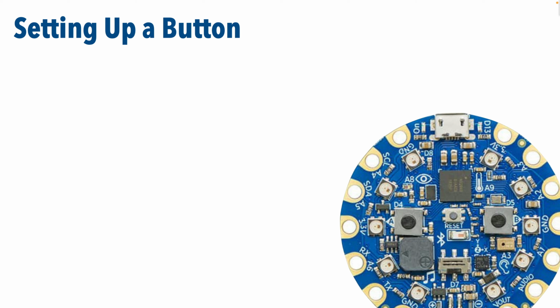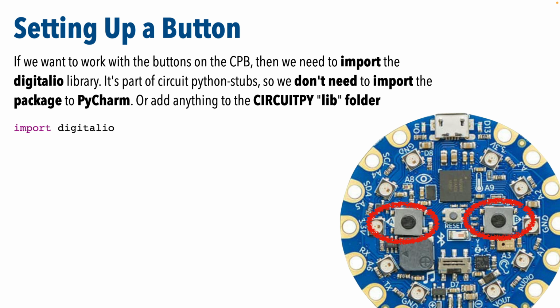Now in both examples, we'll start by working with the built-in buttons on our CircuitPlayground. There are two buttons, button A and button B. You'll see them labeled on the board. And to begin programming any sorts of buttons, we need to import the digital I/O library. I/O stands for input-output. Buttons are digital input devices. You press a button, you give input to your board.